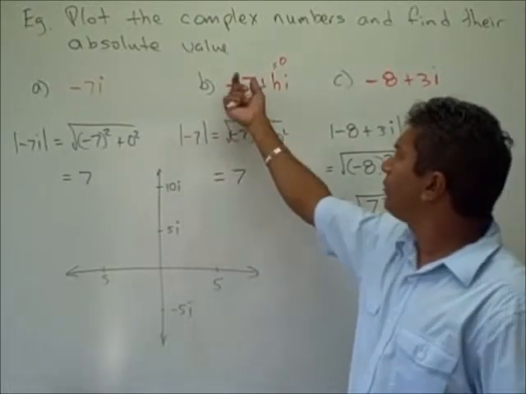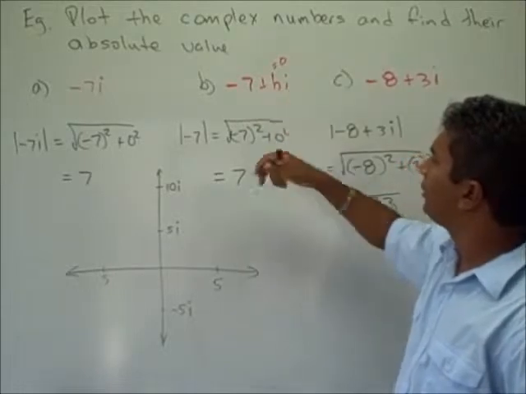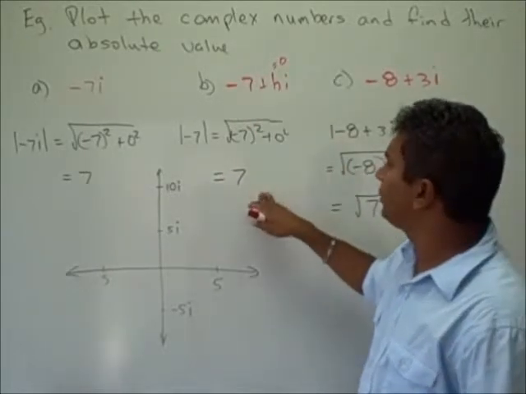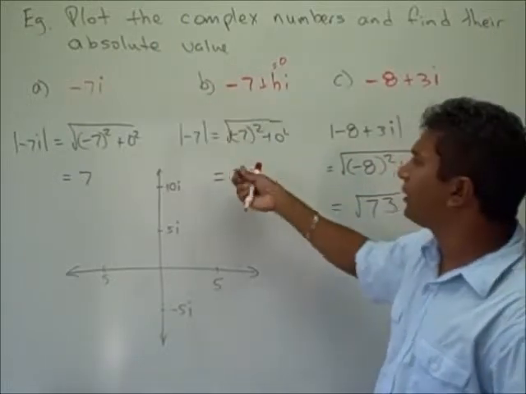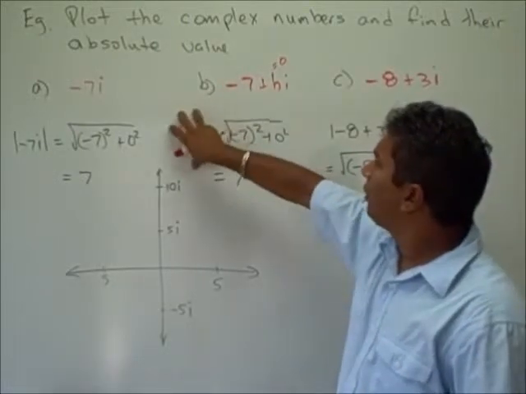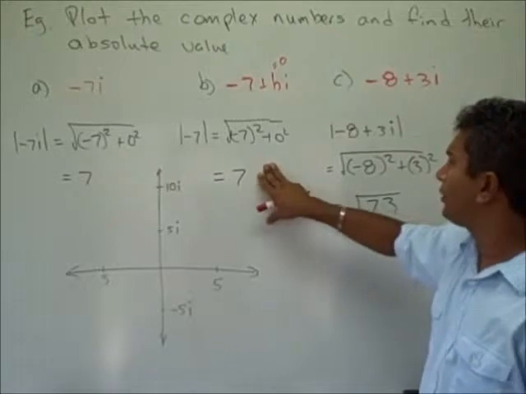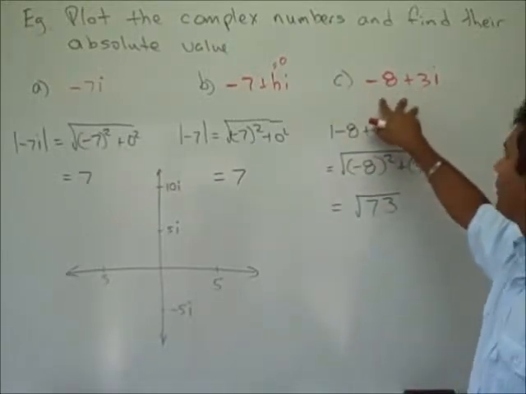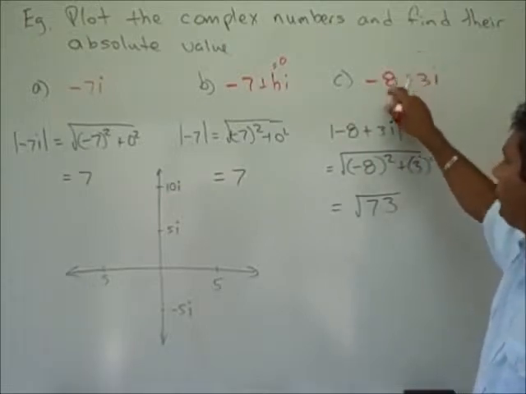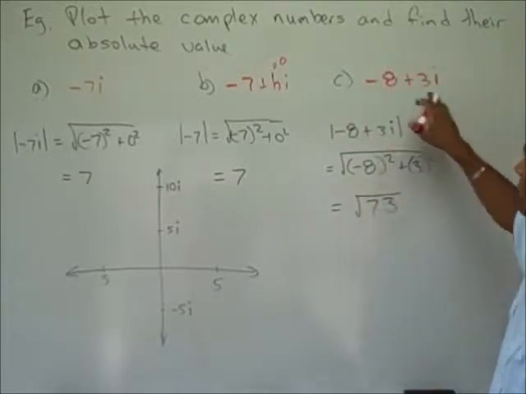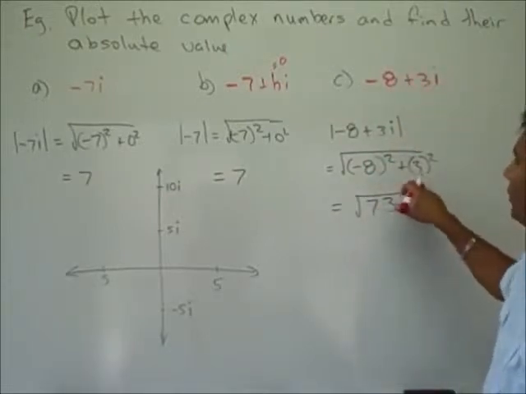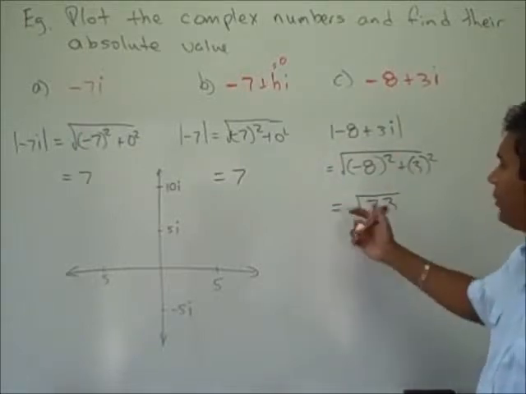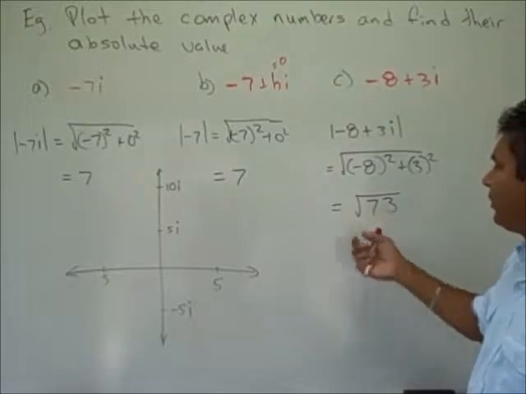So the absolute value of negative 7 plus bi would be negative 7 squared plus 0 squared, and the square root of that is 7. So we can see even from this that the absolute value of negative 7 is also 7. The absolute value of negative 8 plus 3i would be negative 8 all squared plus 3 all squared, which is 64 plus 9, and that's 73. So this comes out to be the square root of 73.